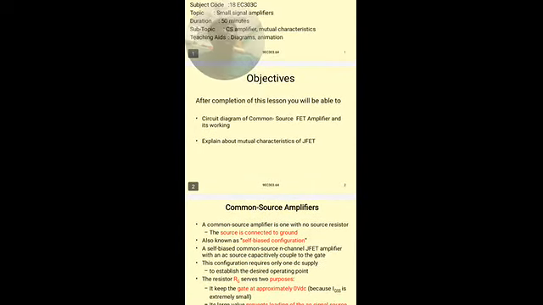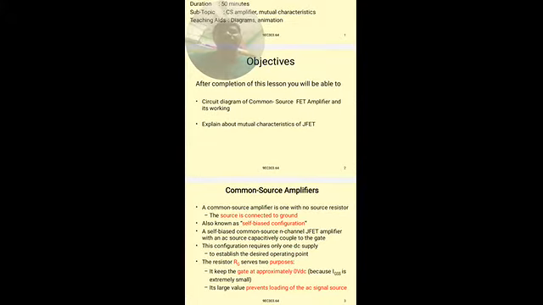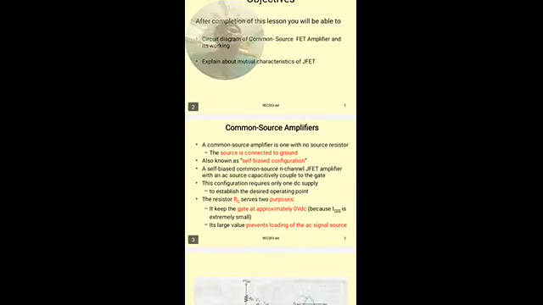In the previous class we have solved some problems on using H parameters of transistor. We have calculated the current gain, input impedance, output impedance, and voltage gain of a transistor amplifier in 3 configurations using H parameters in the previous class. Today we are going to study the common source FET amplifier.